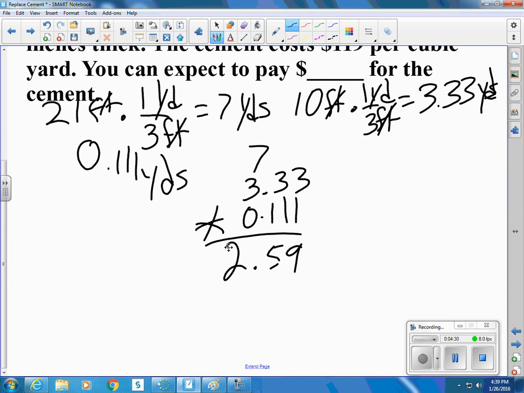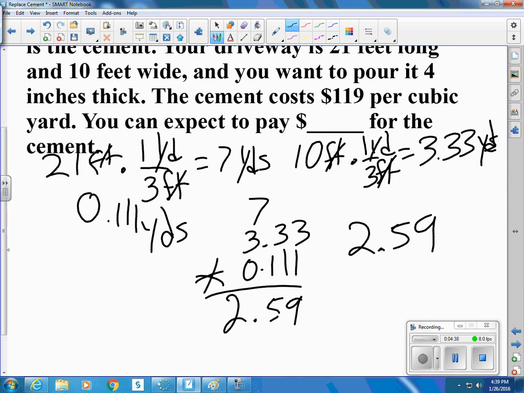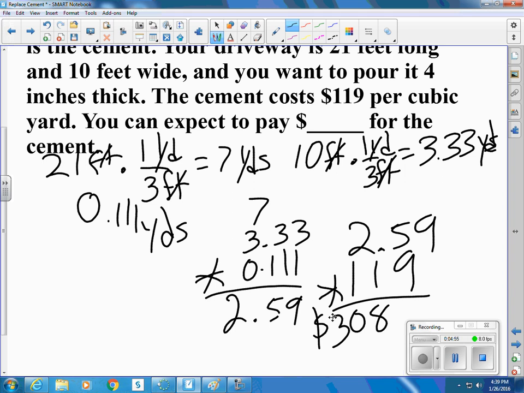But anyways, if we go ahead and multiply the 2.59 times each cubic yard, which is going to be $119, if I go ahead and multiply that, I will get right around $308 for the cement.